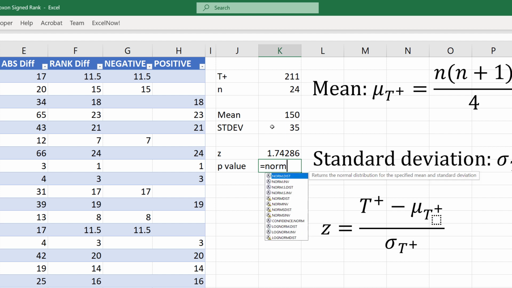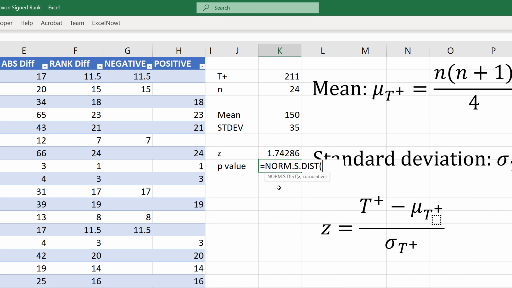So equals norm.s.dist, or z, and we want cumulative, which is true. Enter. So notice the probability there is 0.959. That's a very large number. Well, we don't actually want that. We want the difference of that. This is telling us the probability from negative infinity all the way up to a z value of 1.74286 in the normal distribution. We want the opposite of that. We want everything to the right of 1.74286.